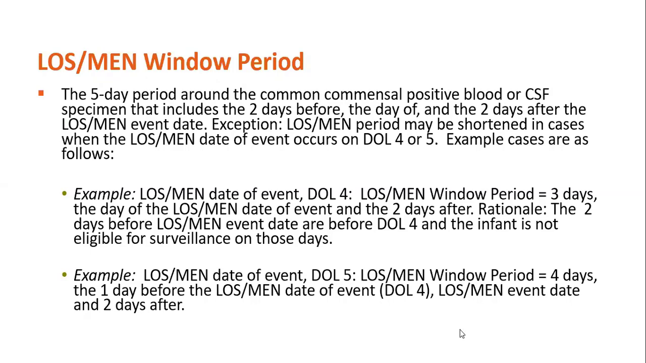So if the late onset sepsis or meningitis event is on day of life 4, the window period is limited to 3 days that includes the day of the late onset sepsis meningitis event and the 2 days after. And the reason being is because the 2 days before the late onset sepsis event are before day of life 4 and the infant is not eligible for surveillance on those days. Similarly, if the date of event is on day of life 5, then the window period is 4 days and includes the 1 day before the late onset sepsis or meningitis date of event, the late onset sepsis or meningitis date of event, and the 2 days after.